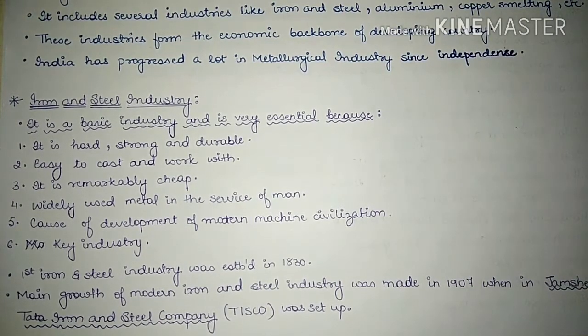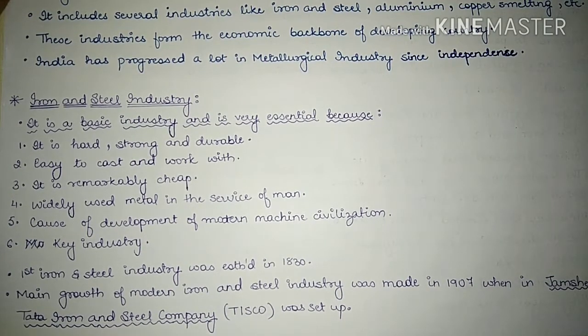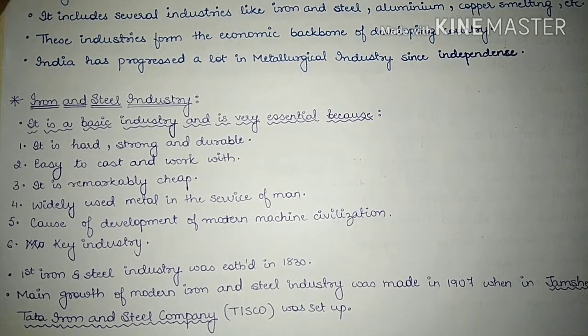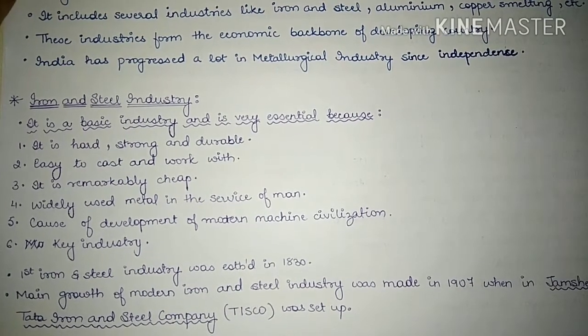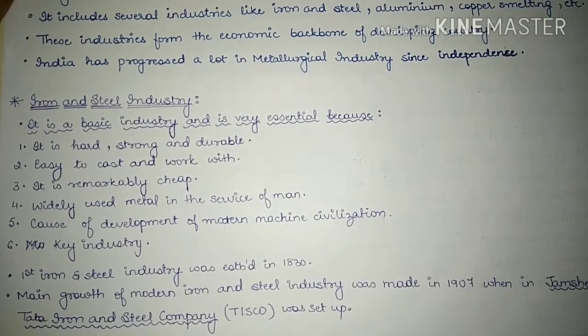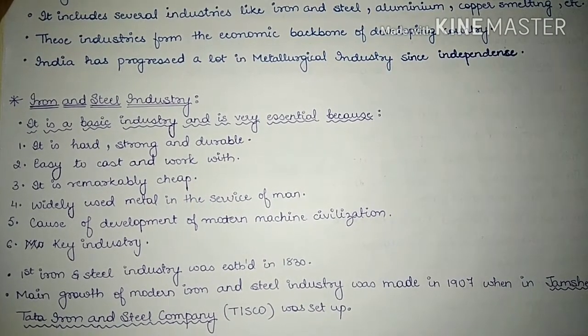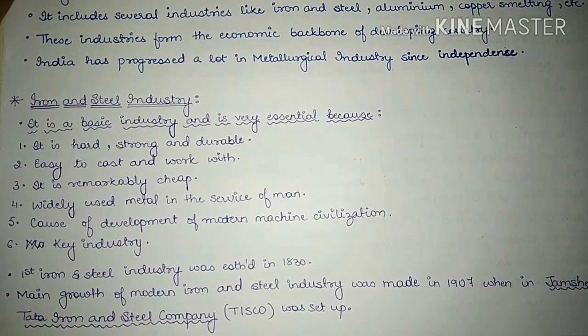Regarding the iron and steel industry, we can say that we live essentially in the age of iron and steel because of its hardness, strength, and durability, and because of its ease to work with. It is very easy to work with, it can be cast and worked into any desirable shape, and it is cheap under the modern method of production. So iron is the most important and widely used metal for the service of man.